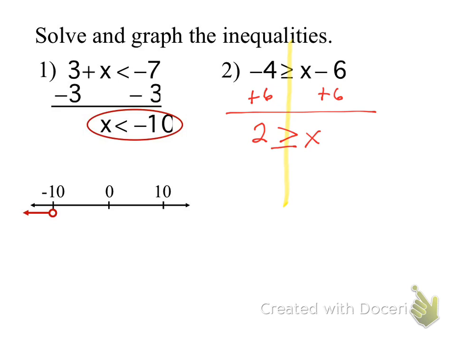Now, here's where issue number 1 in solving inequalities comes up. When I go to graph it, what are the 2 numbers I need on my number line? 0. Here's my 0, here's my 2. Where is my starting point? 2. It is at 2. Is it an open or a solid circle? Solid. Solid because it says equal to.